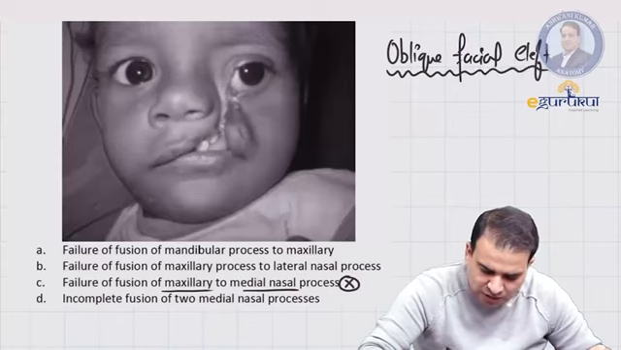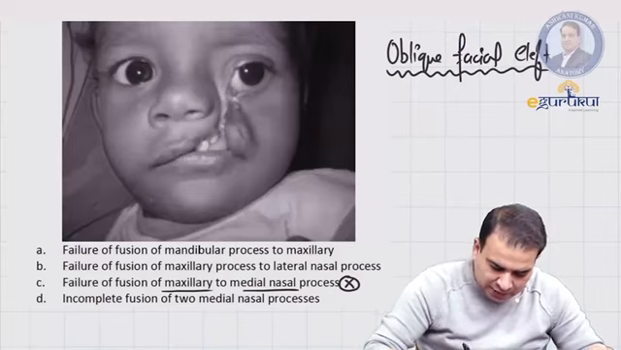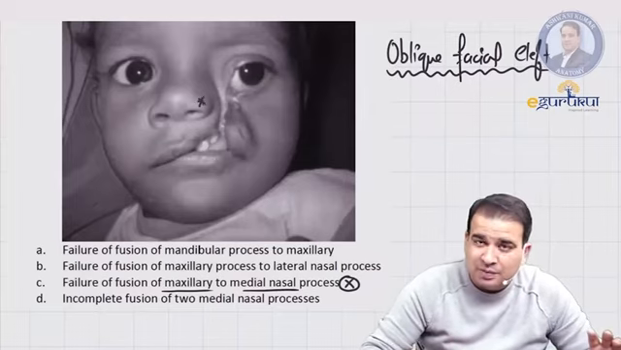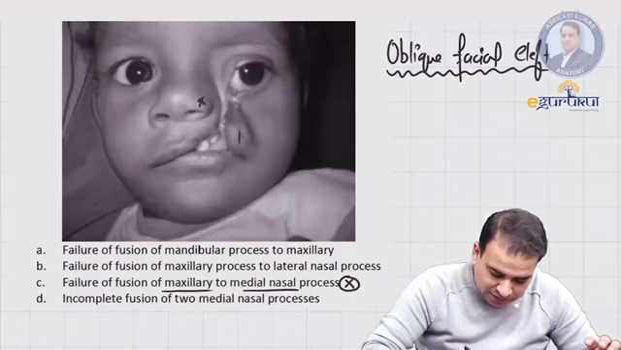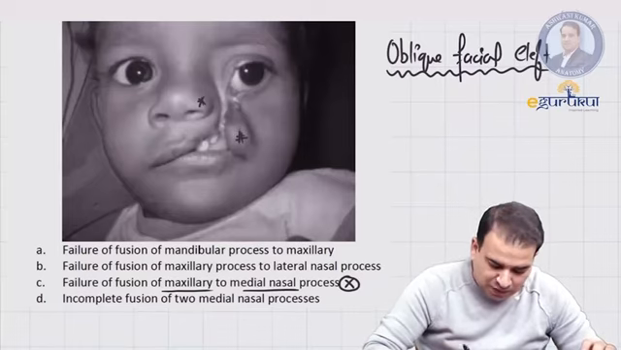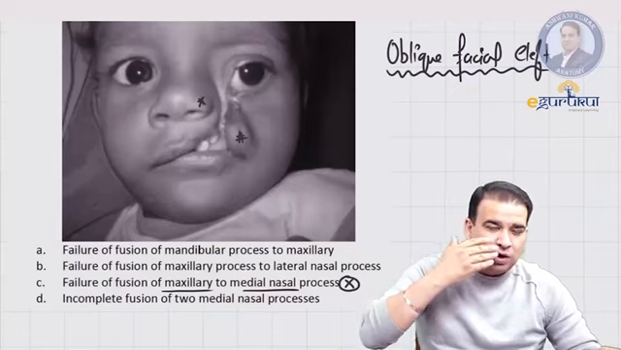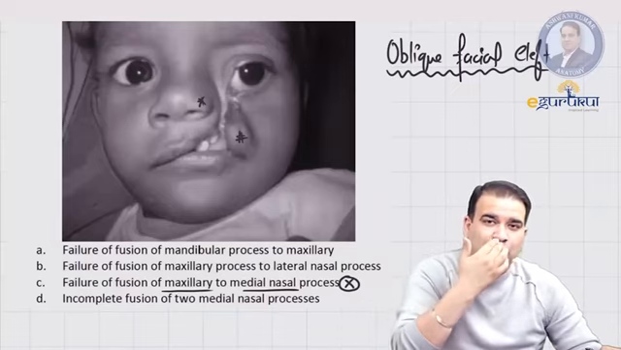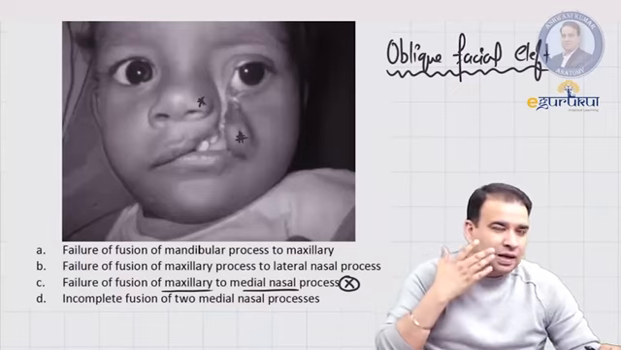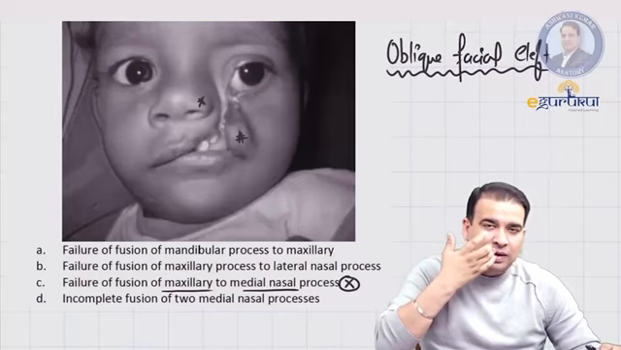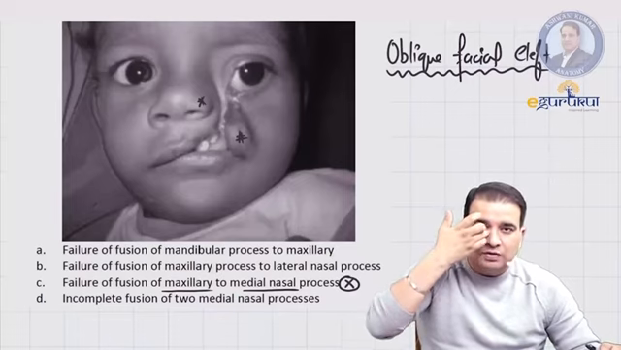And what you see in the oblique facial cleft, guys, is this: the ala of the nose. We already know that the ala of the nose is derived from the lateral nasal process. And this here is the maxillary process. So when the maxillary process is not even able to reach the ala of the nose, or the lateral nasal process, forget about medial, medial is more inside, then it's not only the cleft upper lip, it will be a cleft seen on the side of the face.